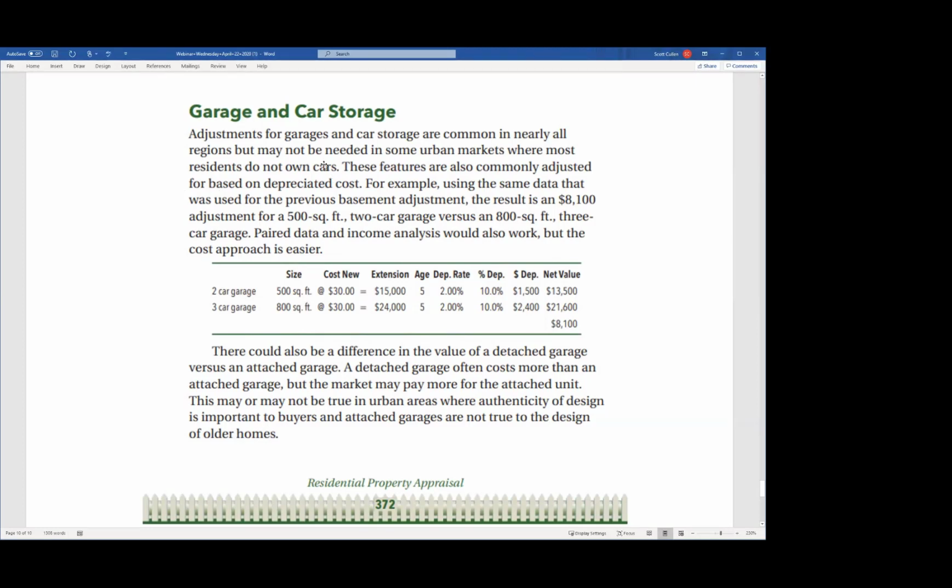These features are commonly adjusted for based on depreciated cost. And then he gives an example, and it's exactly what we're talking about. A two-car garage, 500 feet, it's $30 per foot new, so it's $15,000. It's got a certain amount of depreciation. He's doing this a little bit differently, but 10% depreciation. But the net value here is that it's $8,100 for that third garage stall, and it's done with depreciated cost.